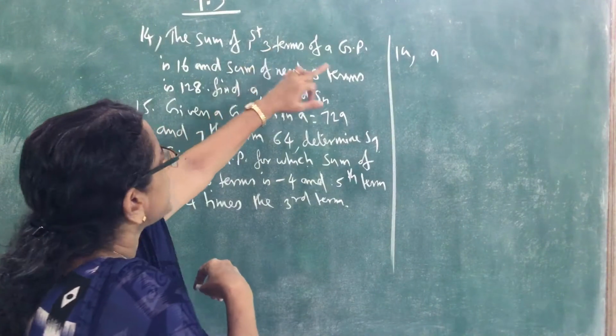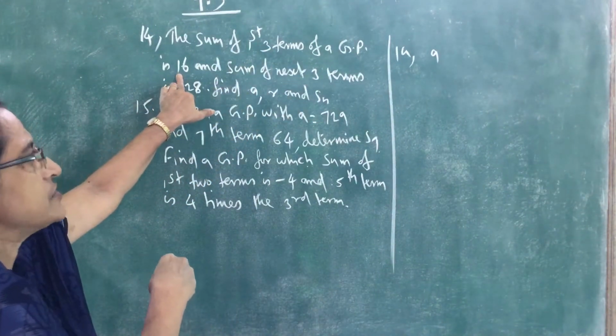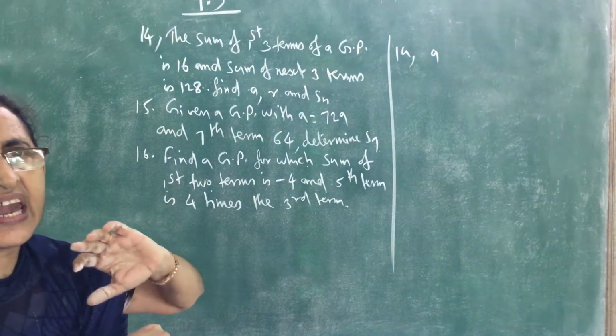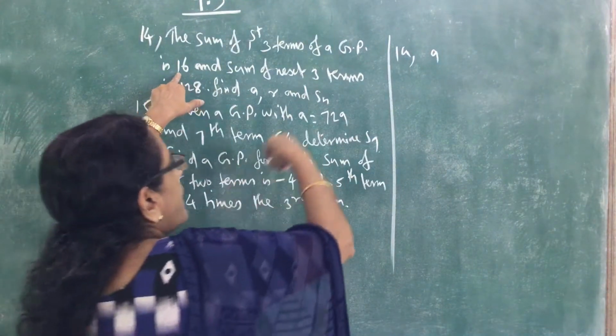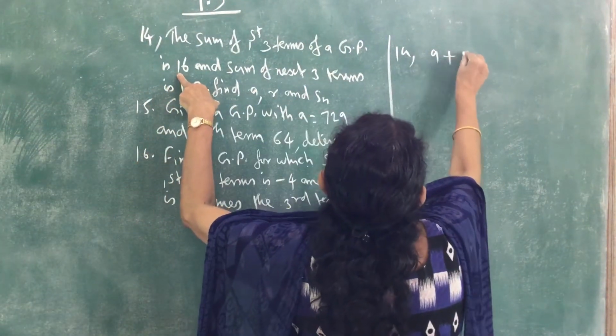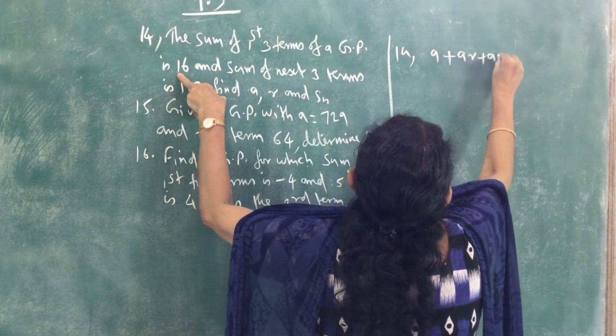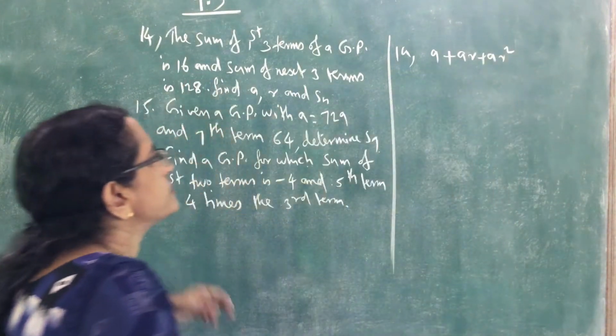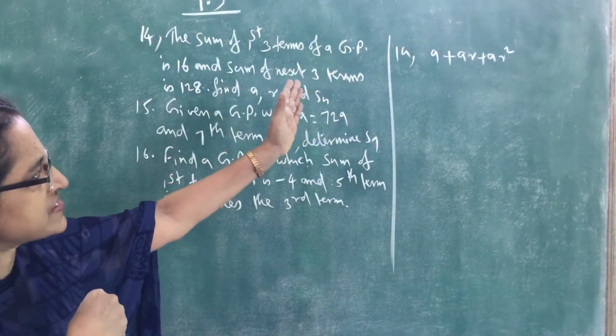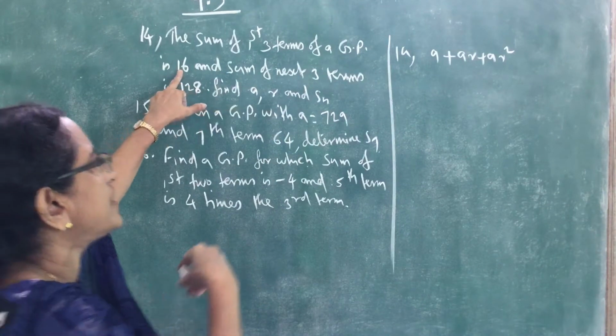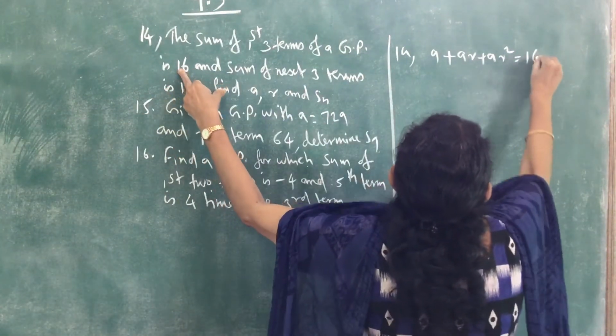Sum of first three terms of a GP is 16. So we take the first three terms A, AR, AR square. So the sum of first three terms is A plus AR plus AR square. These are the three terms of the GP. So the sum of first three terms of the GP is 16.